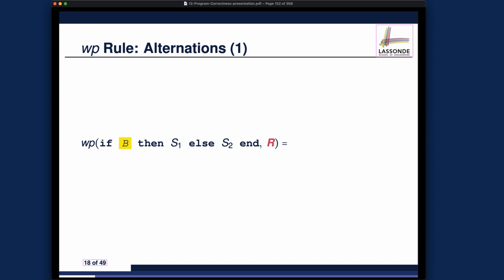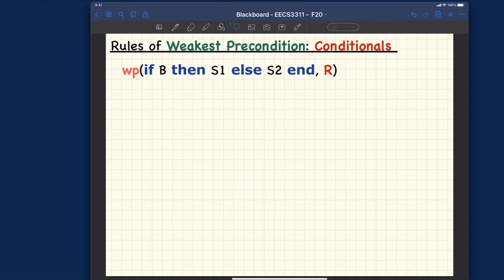Let's now talk about the second rule for WP calculation. We talk about conditionals or alternations. And as usual, let's give you enough intuition so that you will really appreciate how the rule has been derived. What we're talking about over here is alternation.